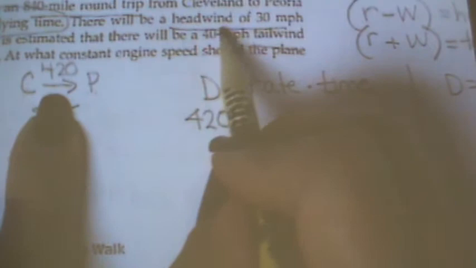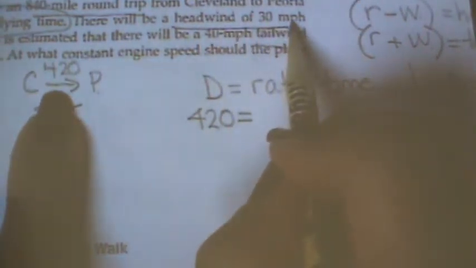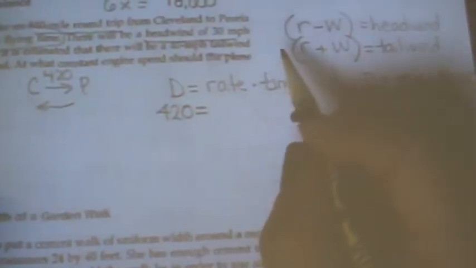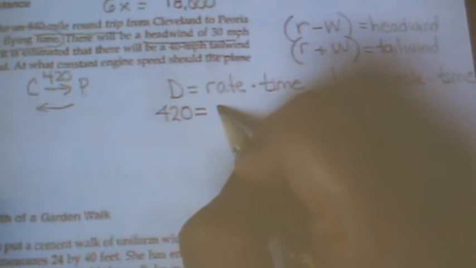420. Now, there's going to be a headwind of 30 miles per hour. So going to Peoria from Cleveland, there's a headwind of 30 miles per hour. So we're going to write R minus 30.